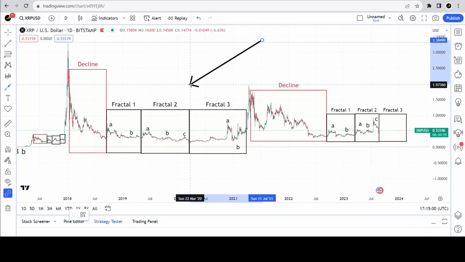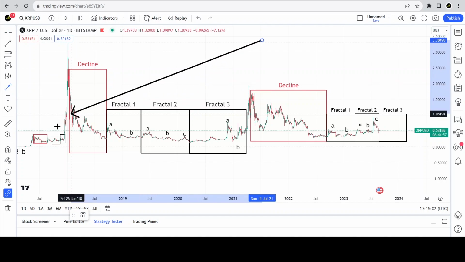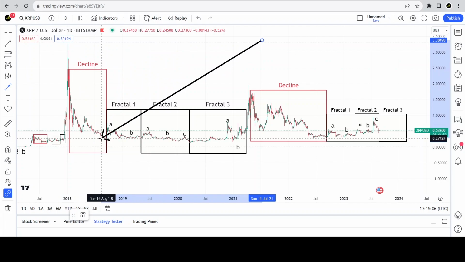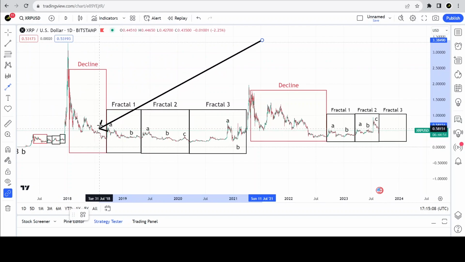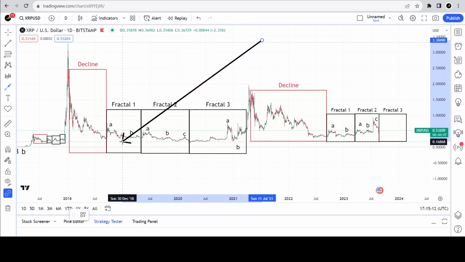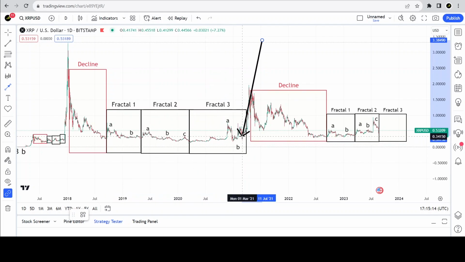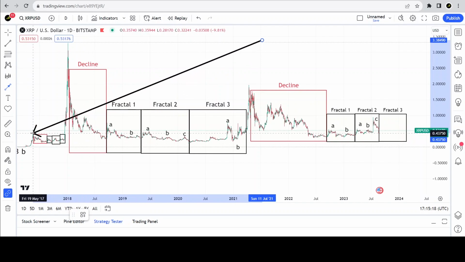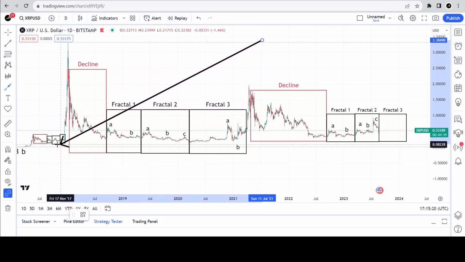So here is the macro structure of the XRP chart. You have a bull run. You have the decline that comes after the bull run. After this decline, XRP goes into a sideways range-bound time. This range-bound time comes before the next bull run. So we see the decline, the bull run here, the decline, and that range-bound sideways time.